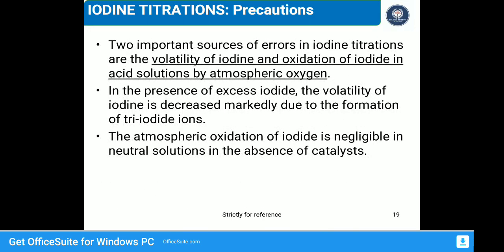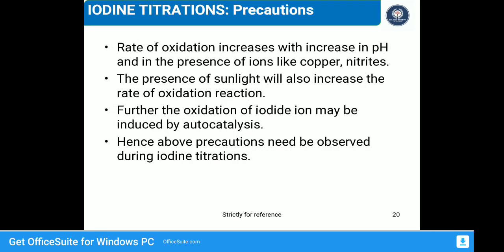Two important sources of error in iodine titrations are volatility of iodine and oxidation of iodide in acidic solution by atmospheric oxygen. In the presence of excess iodide, the volatility of iodine is decreased markedly due to the formation of triiodide ions. The atmospheric oxidation of iodide is negligible in neutral solutions in the absence of catalyst. The rate of oxidation increases with increase in pH in the presence of ions like copper and nitrites. The presence of sunlight will also increase the rate of oxidation. Further, the oxidation of iodide ion may be induced by autocatalysis. Hence, the above precautions need to be observed during iodine titrations.